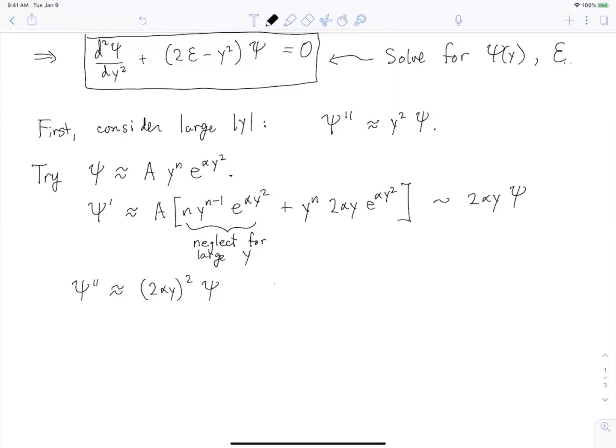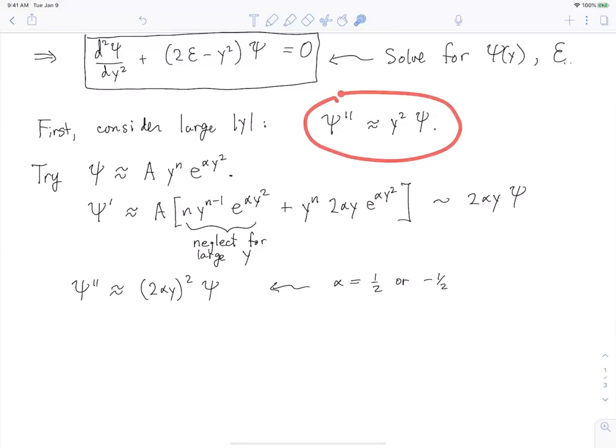Okay, now if we look at this equation, it is going to be true if alpha is equal to 1/2 or minus 1/2. And that's from comparing with this equation. This has the same form. It's just got a 2 alpha quantity squared in front of it. And so either alpha equals 1/2 or minus 1/2 will solve it.